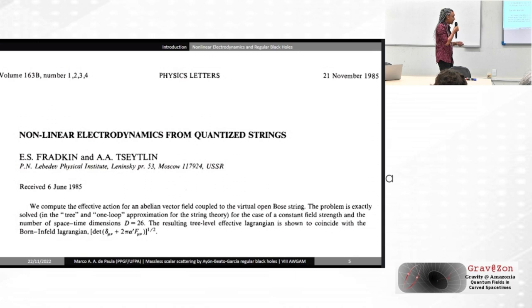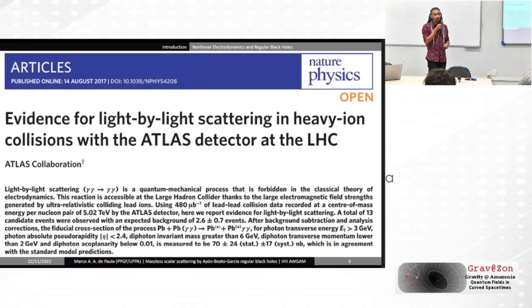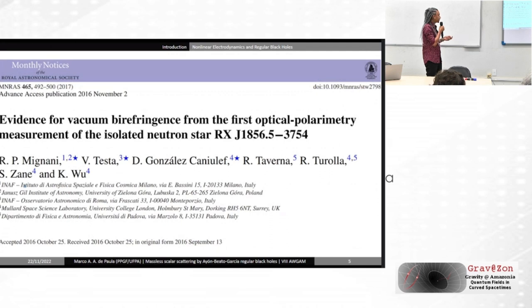But there are also other models of nonlinear electrodynamics, for instance, the Euler-Heisenberg theory, that can describe physical phenomena that actually exist in nature. For instance, light-by-light scattering is a phenomenon that was predicted by the Euler-Heisenberg theory, which is a model of nonlinear electrodynamics. And vacuum birefringence is another physical phenomenon that is predicted by a model of nonlinear electrodynamics.